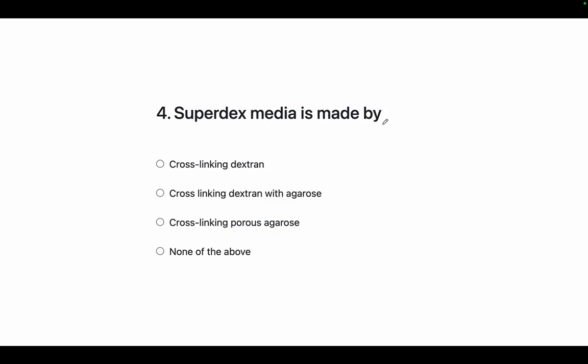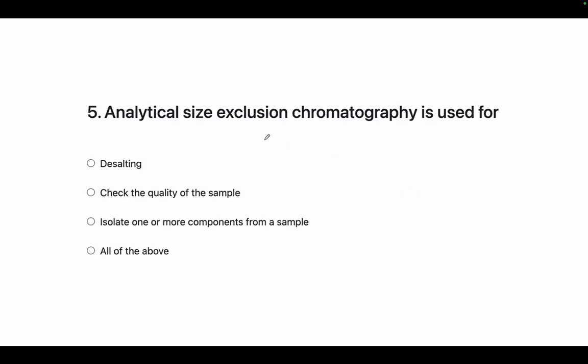Superdex media is made by dash. So, as we discussed earlier, Superdex, this is just a technical question. Superdex is made by cross linking dextran and agarose. It's the brand name Superdex. Analytical size exclusion chromatography is used for dash. Desalting, checking the quality of the sample, or isolating one or more components from a sample. And all of these can be done using SEC. So let's say all of the above.